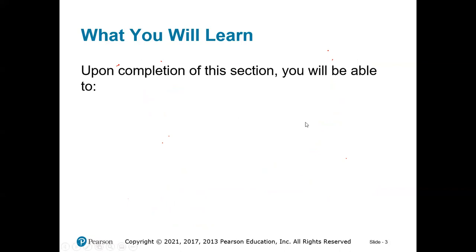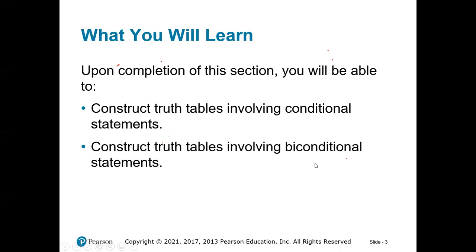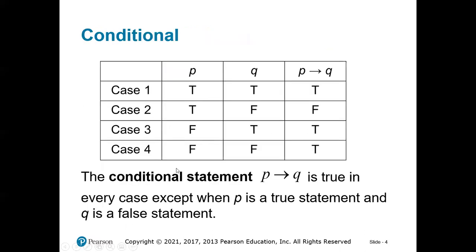Okay, so we're going to learn how to construct a truth table involving conditional statements. We're going to learn how to construct truth tables involving biconditional statements. And we are going to define what's called tautologies, self-contradictions, and implications. But the most important thing is the first two points.